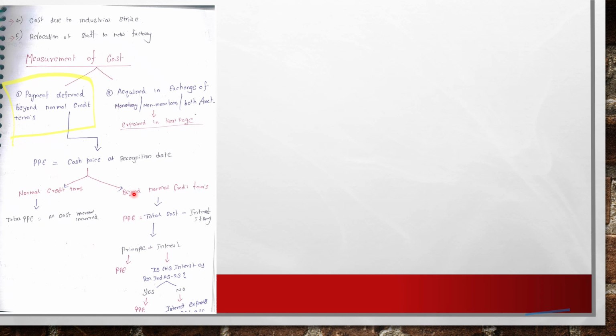Otherwise, if you find any interest element, you should identify it separately first. The PPE is equal to total cost minus interest element. How should you eliminate that interest element? We should calculate the present value, the present value of these discounted cash flows. I mean this cash flow. Then you will get the principal portion and the interest portion.